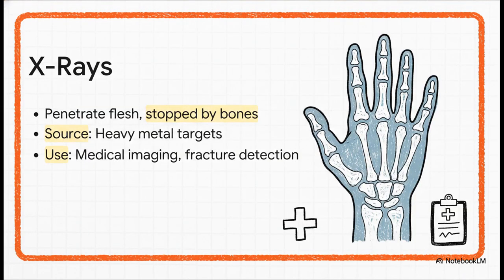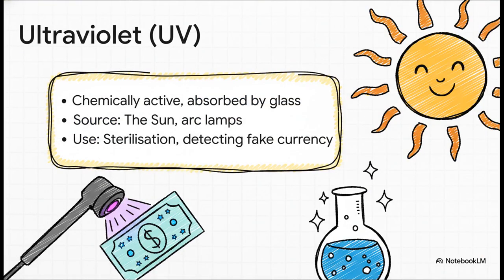Taking one step down in energy, we find the very familiar X-ray. You know the deal with these. They go through your skin and muscle but get stopped by your bones. And that, of course, is what makes them perfect for spotting fractures and for all kinds of medical imaging. Next up is ultraviolet light, or UV, which we all know from the sun. It's got enough energy to be chemically active, which is useful for things like sterilization. Fun fact, it's also what makes things glow under a blacklight, which is how it's used to spot fake money.